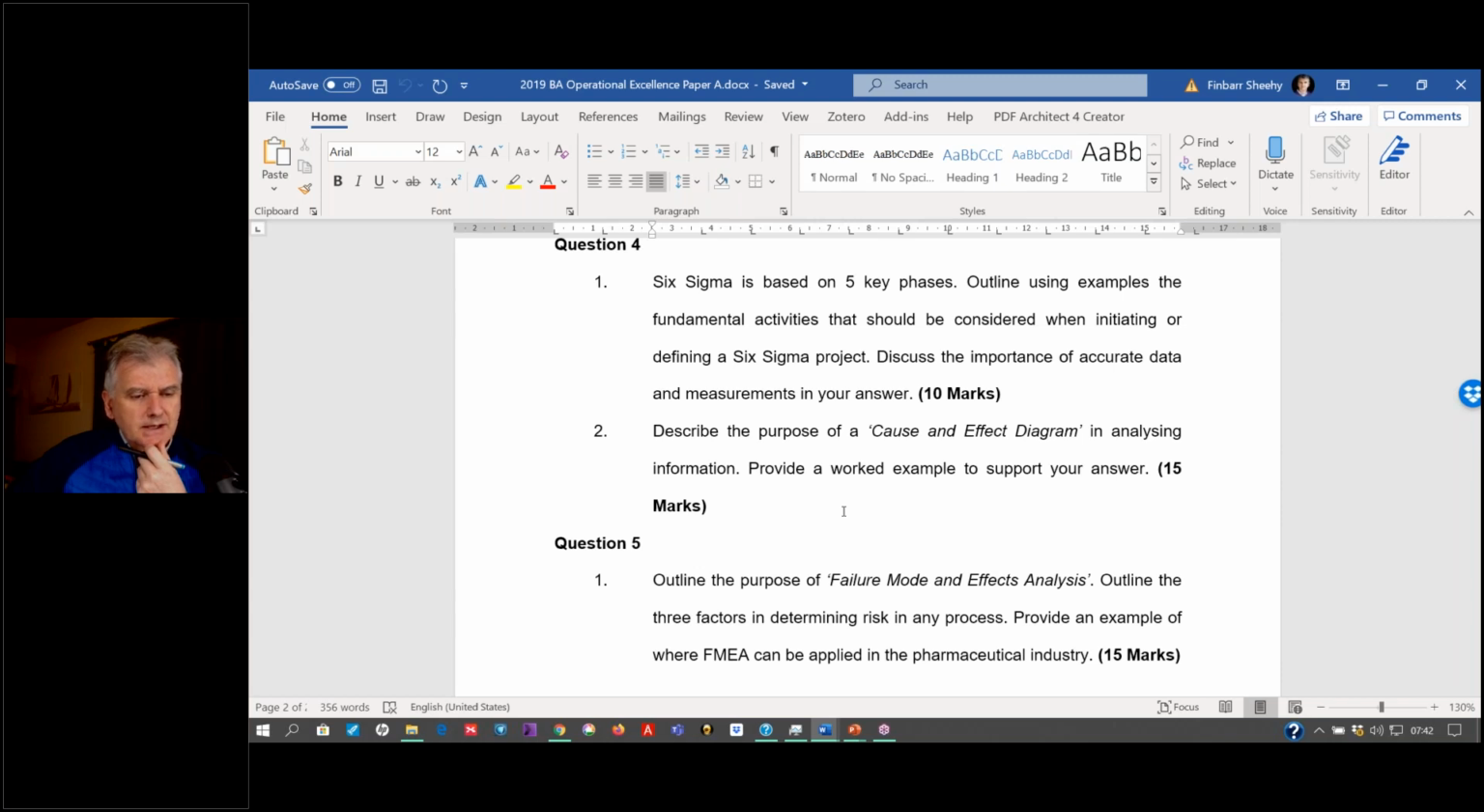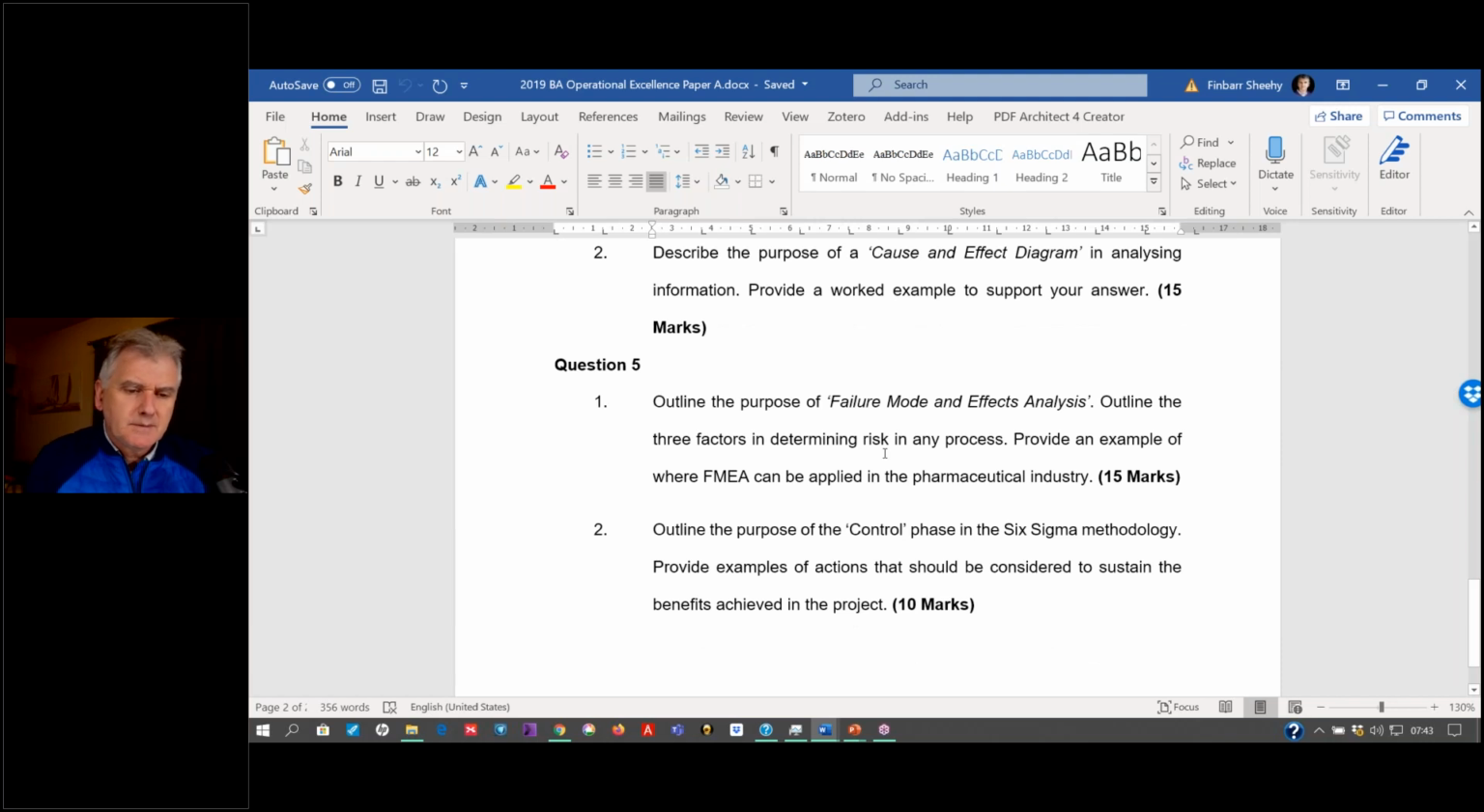Second part, describe the purpose of a cause and effect diagram in analyzing information. Provide a worked example. So again, I just wouldn't say what is a cause and effect diagram. I'd say look at it in the context of give me an example. Question 5, outline the purpose of FMEA. Outline 3 factors in determining the risk and provide an example where it could be applied. So I think we looked at this one. So again, you could see in that case, that's more of a closed question.